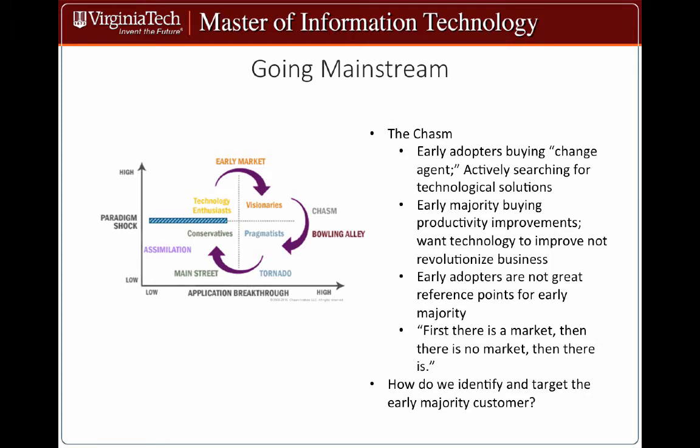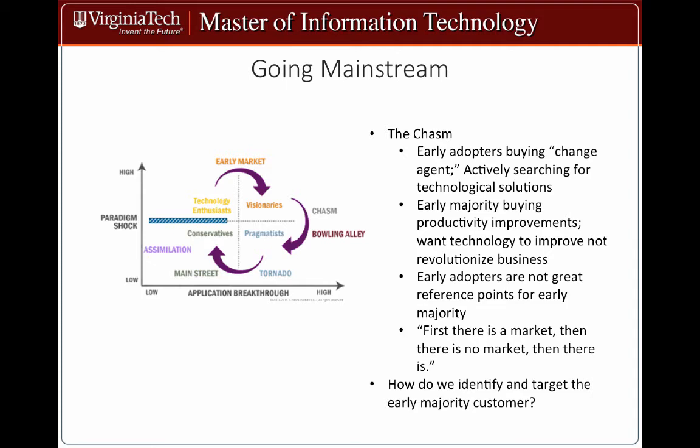So to go mainstream, right, we've got to recognize the massive difference between early adopters and early majority customers. And again, as we've highlighted already, early adopters are really buying a change agent, right? They're actively looking for some type of technological solution. But the early majority, right, mainstream customers, and in general, it's about 34% of any given market, is going to be members of this early majority.